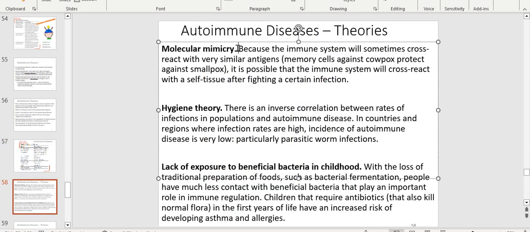There's molecular mimicry. These are theories about autoimmune diseases. The hygiene theory is an inverse correlation between the rates of infection in a population and autoimmune diseases. In countries and regions where infection rates are high, incidences of autoimmune diseases are very low. Okay, lack of exposure to beneficial bacteria in childhood.